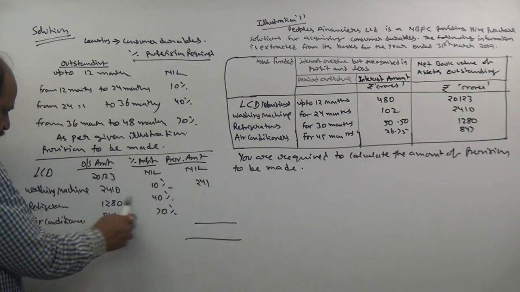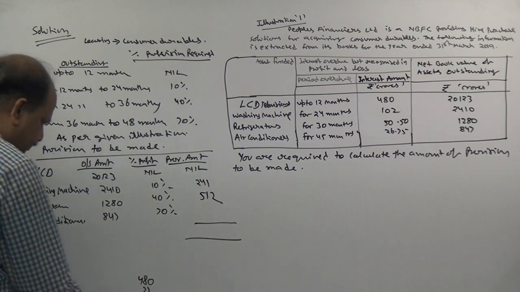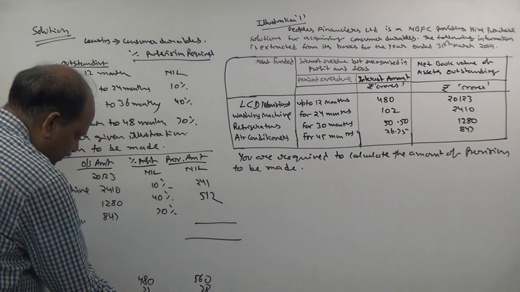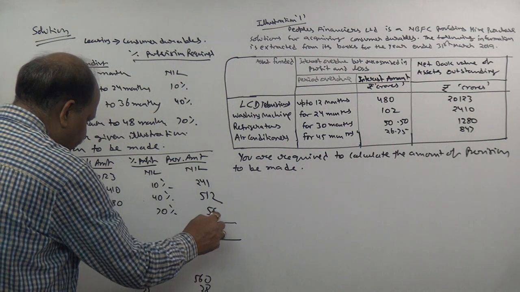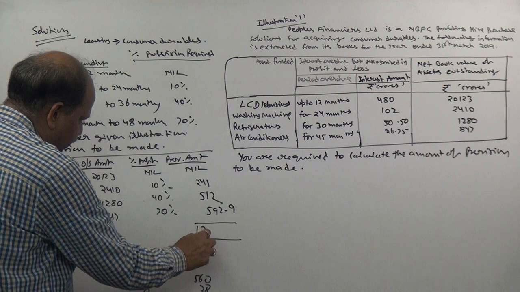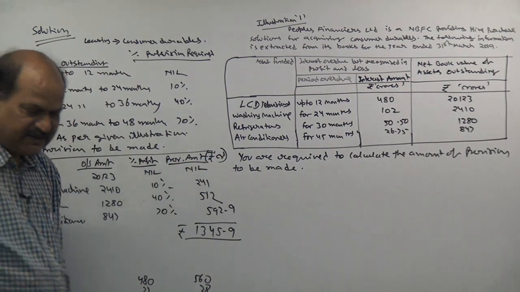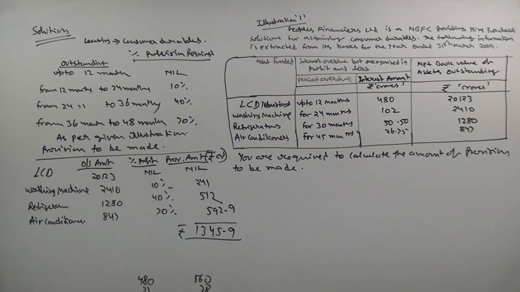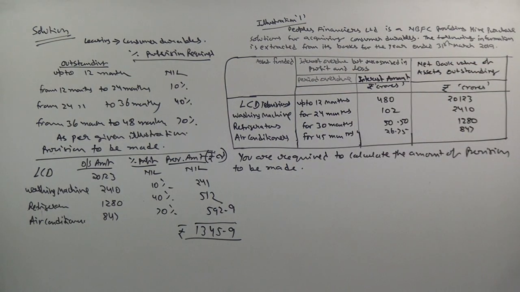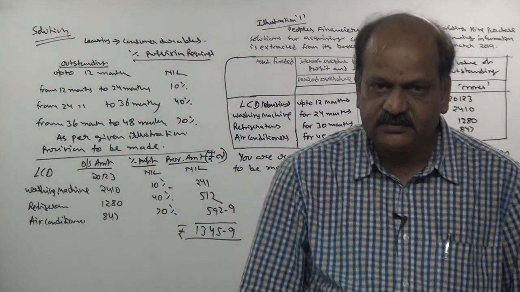1280 into 40%, 480, 32, 512. This is 512, and this 70%, 800, 560, 28, 4.9. So 592.9. So the total comes to 1345.9 rupees in crores. This type of calculation, when you don't have a calculator: first 1000, then 100, then individual. Complete it, then we'll write down another illustration.